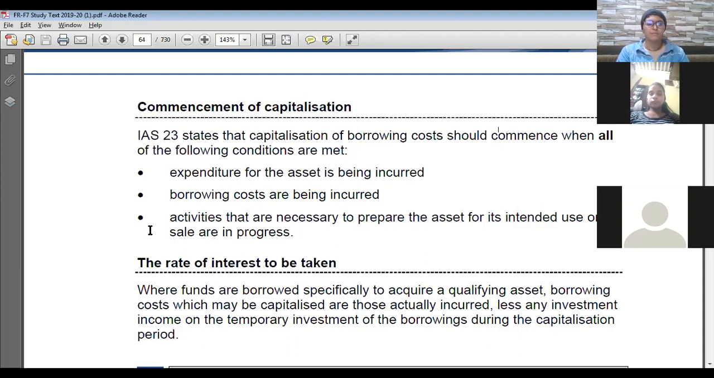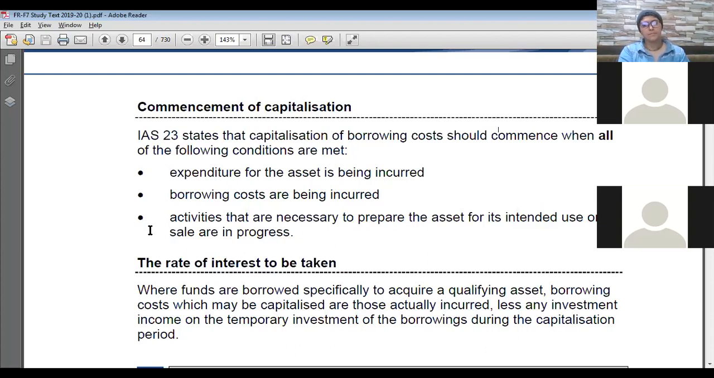So say for example, 1st of January, entity has borrowed a loan. Entity wants to construct a building. So for that they need funds, and on 1st of January, they borrowed a loan. So from 1st of January, interest cost will start. So borrowing cost is being incurred. Entity started construction say from 1st of March. So 1st of March we can say expenditure on the asset is being incurred.